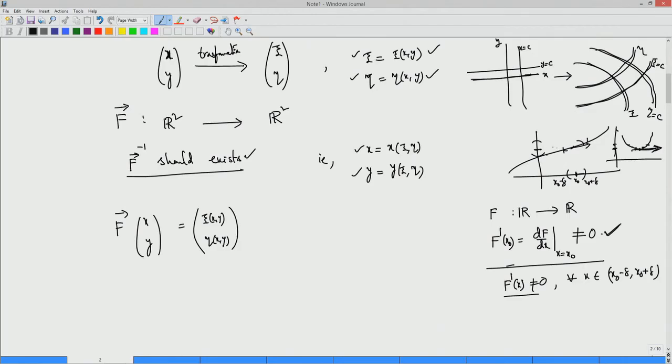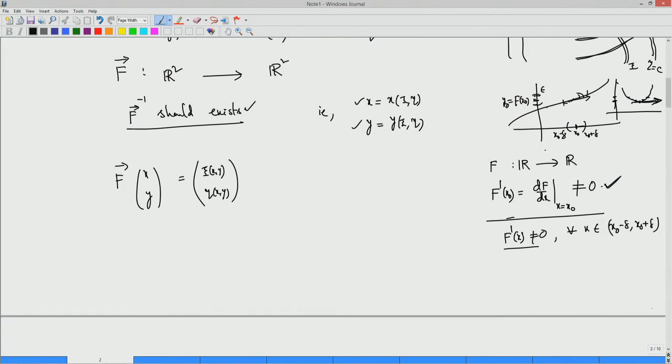You can define in the neighborhood of this point, if this is x naught, this is f of x naught, that is y naught. So there is some epsilon neighborhood, some neighborhood where I can always find an inverse. Within this interval I can define this function, I can have an inverse here, you can see this. So what we are trying to say is, if the derivative is non-zero, the inverse exists, for continuously differentiable functions.